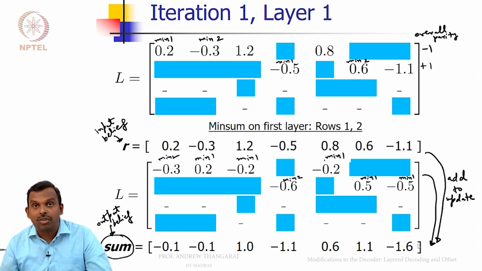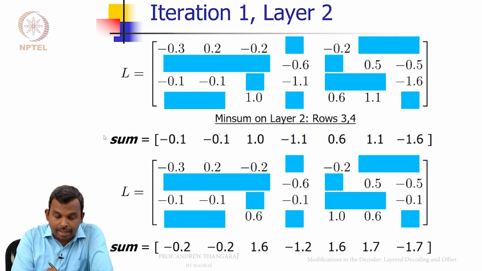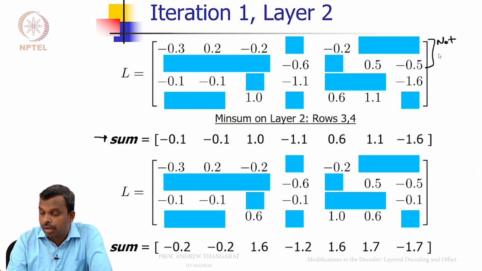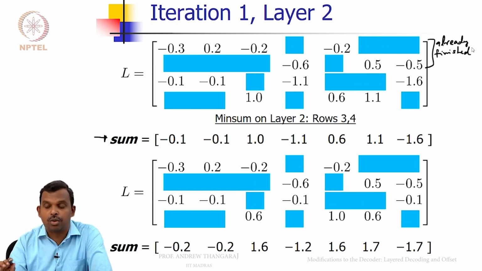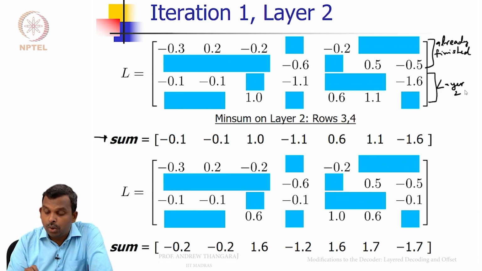What is the next step? We will do iteration 1 in layer 2. What do we do in layer 2? This is your updated belief, and now layer 1 is done. So we will not consider it, it is not processed anymore. This is already done. As far as iteration 1 is concerned, this is already finished, so we will not touch it. Only layer 2 will be in operation here.